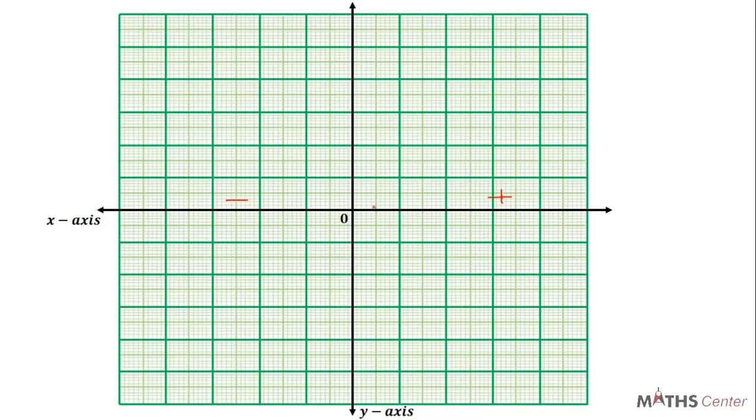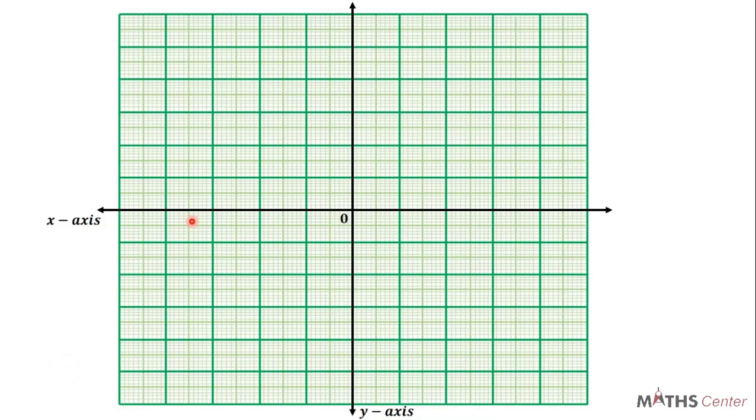When we are numbering the y-axis, the positive numbers are on the upward parts and the negative numbers are on the downward parts. So after the x-axis has been divided into two, the negative numbers will be on the left-hand side and the positive numbers will be on the right-hand side. And after the y-axis has been divided into two, the positive numbers will be on the upward part and the negative numbers will be on the downward part.